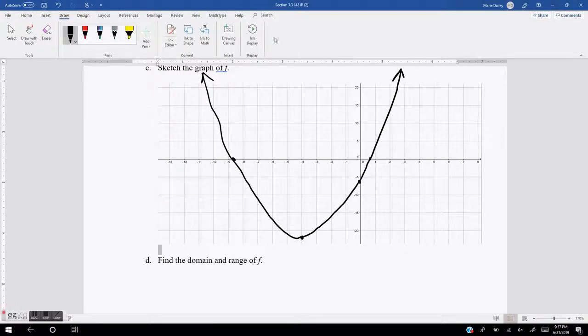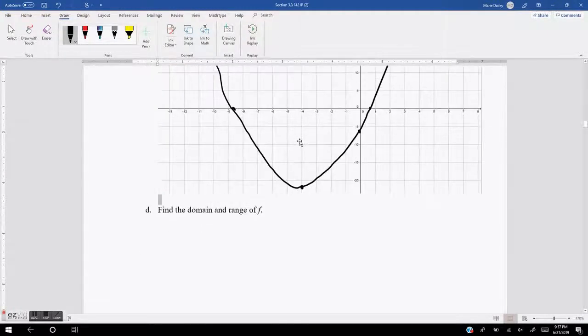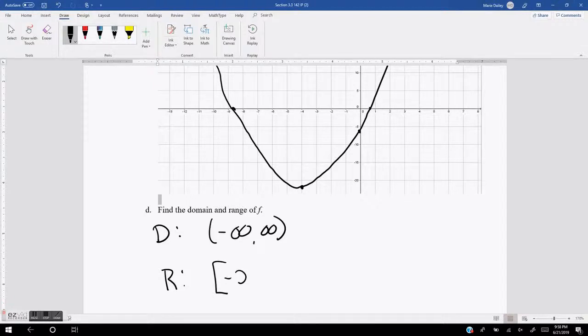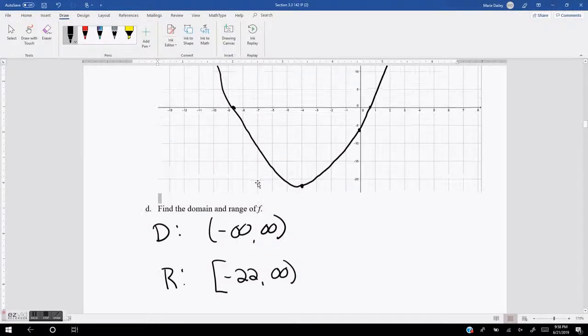All right, and there we go. Now, for part D then, we are asked to find the domain and the range. The domain, this is a quadratic equation, so we know it's going to be from negative infinity to infinity. And then looking at the range, it's going to include that vertex, which is (-2, 22), all the way up to infinity.